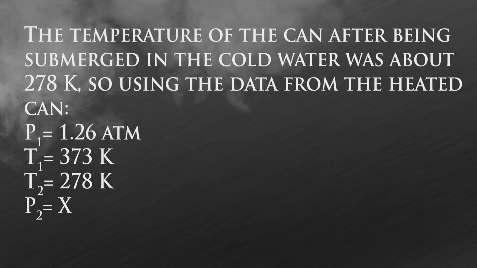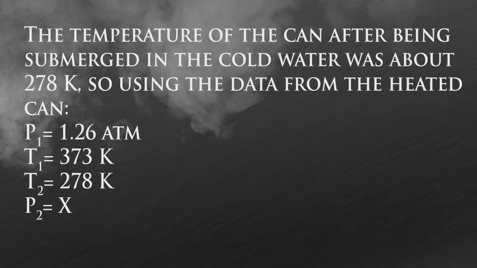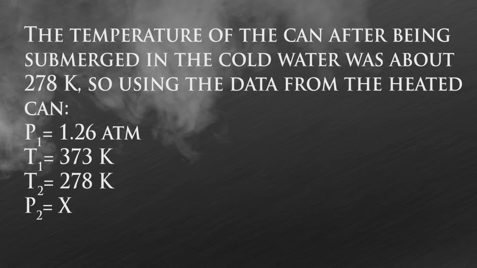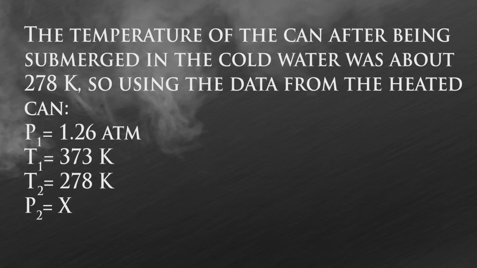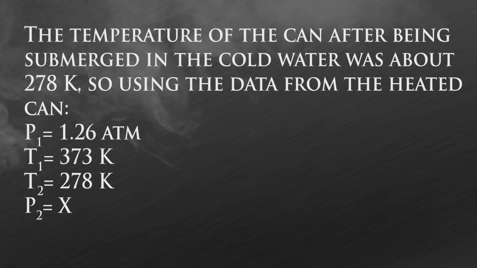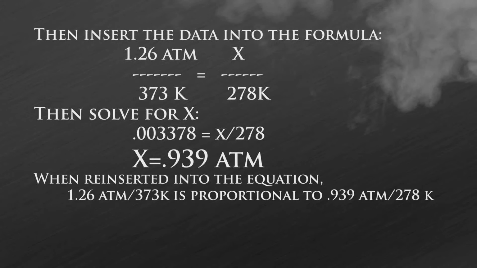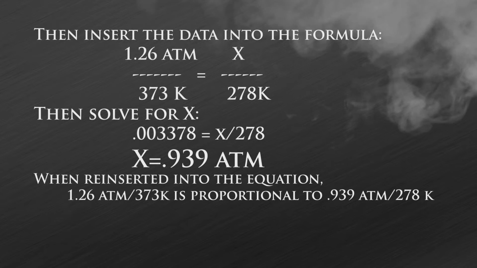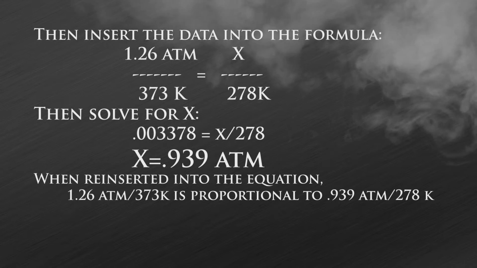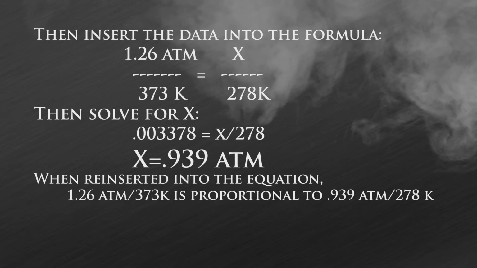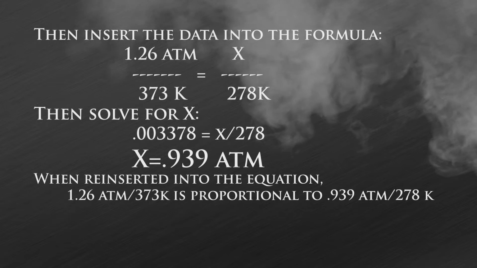The temperature of the can after being submerged in the cold water was about 278 Kelvin. So using the data from the heated can, P1 equals 1.26 atm, T1 equals 373 Kelvin, and T2 equals 278 Kelvin. P2 equals x. Then insert the data into the formula. 1.26 atm over 373 Kelvin equals x over 278 Kelvin. Then solve for x.